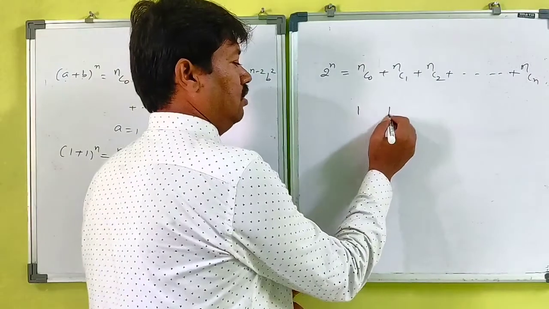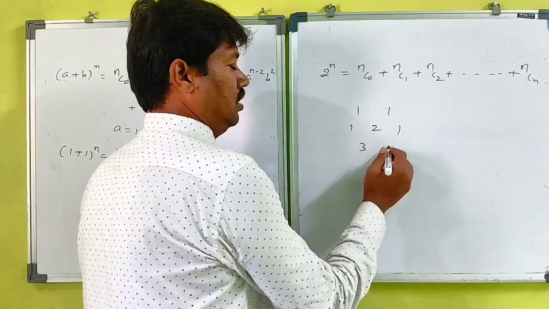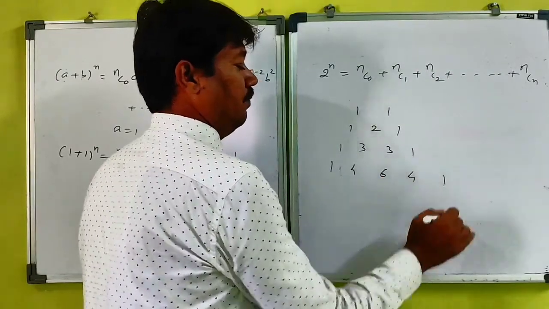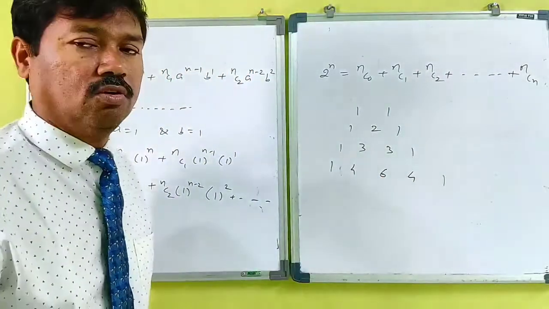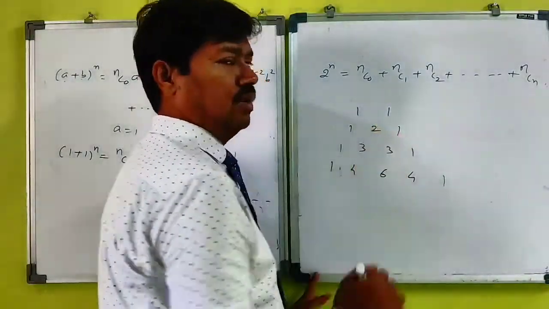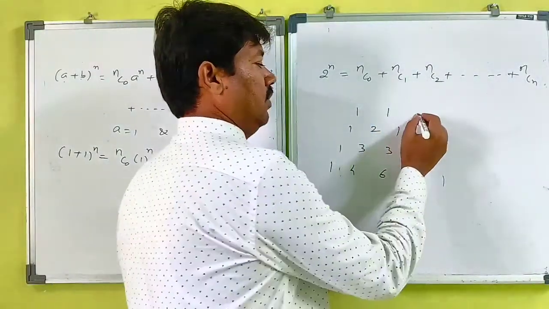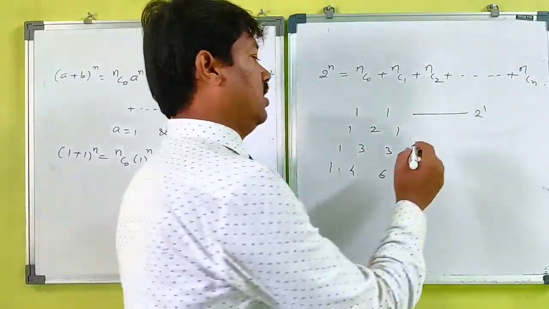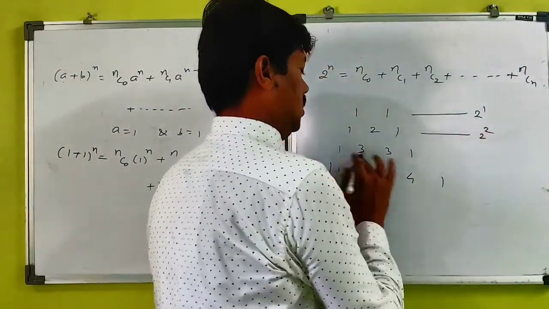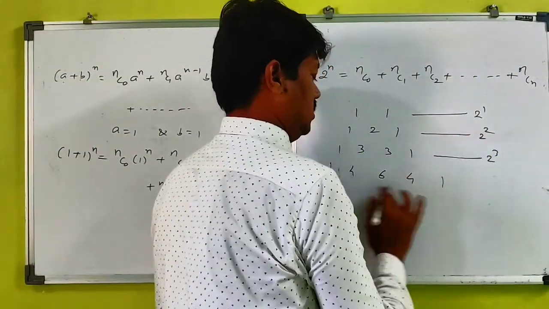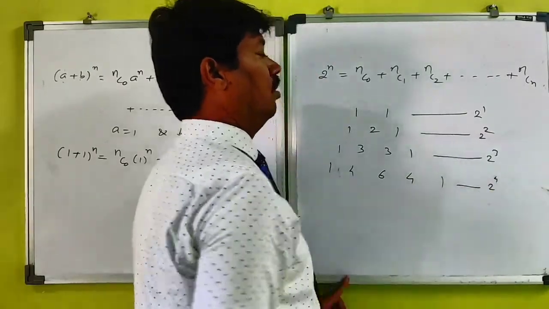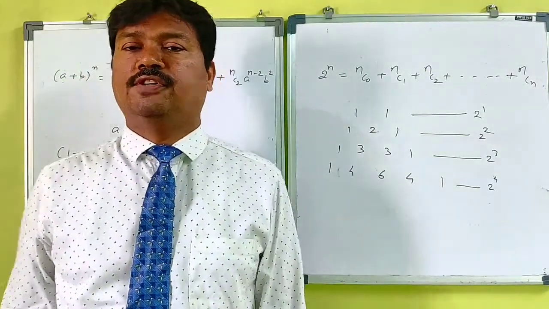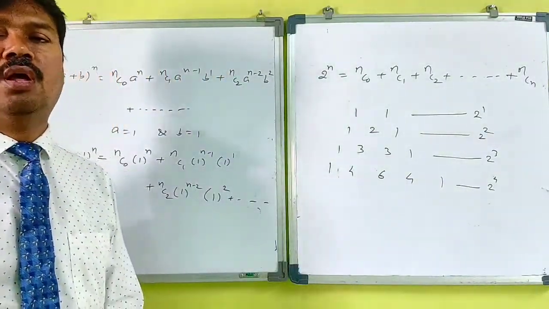My Pascal's triangle is 1 1, next is 1 2 1, 1 3 3 1, 1 4 6 4 1. So if you observe the sum of the coefficients here, 1 + 1 is 2, so it is nothing but 2 raised to 1. 1 2 1, sum is 4, and 4 is nothing but 2 squared. This is 2 cubed, 8, this is 16, so it is 2 raised to 4. That depends on the power of the expression. The sum of the coefficients always becomes 2 raised to n.